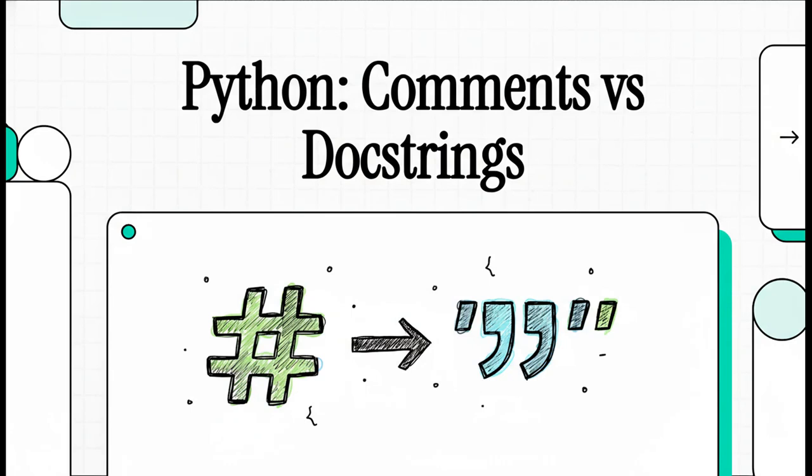Welcome to the Explainer. Today, we're diving into something that really separates good Python code from great Python code. It's all about knowing when to use a comment and when to use a docstring. Let's get right into it.